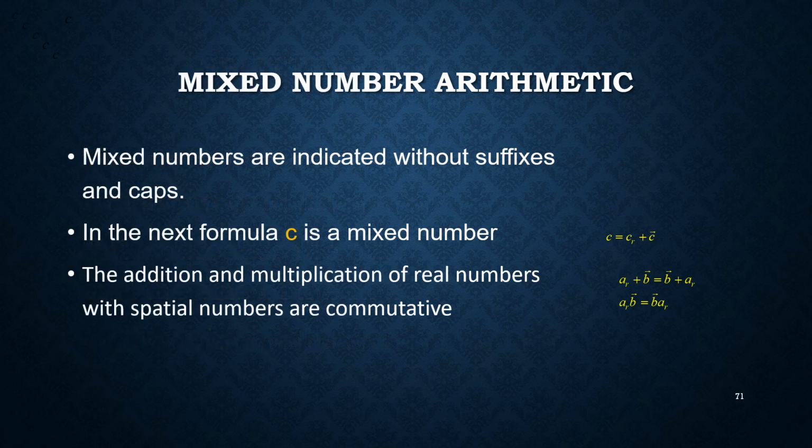Mixed numbers are indicated without suffixes and caps. In the next formula, C is a mixed number. The addition and multiplication of real numbers with spatial numbers are commutative.